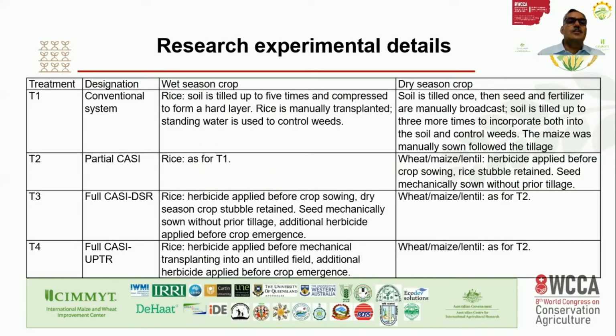The research experiment was executed with 40 participants in on-farm trials across the geography of 3 countries. T1 is called the conventional system, which is based on both tillage and manual transplanting and broadcasting and manual sowing. T2 is partial CASI, where the wet monsoon crop was grown under the conventional system, whereas the dry season crop was grown under conservation agriculture. T3 was full CASI, where both season crops were grown under no-till and conservation agriculture systems. T4 was full CASI, where both seasons' crops were grown under conservation agriculture.